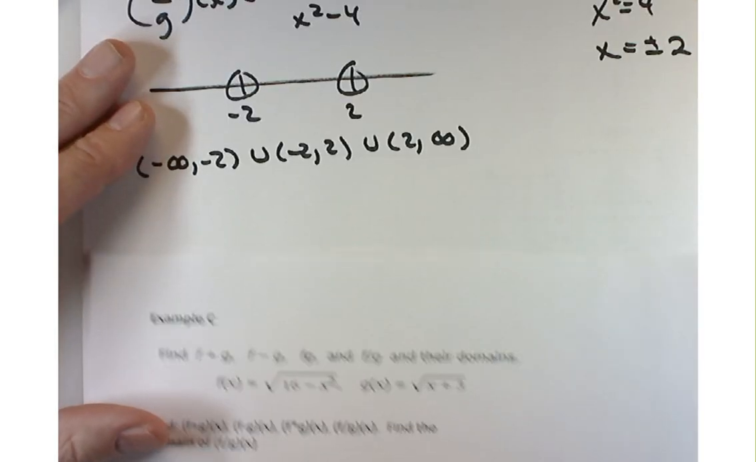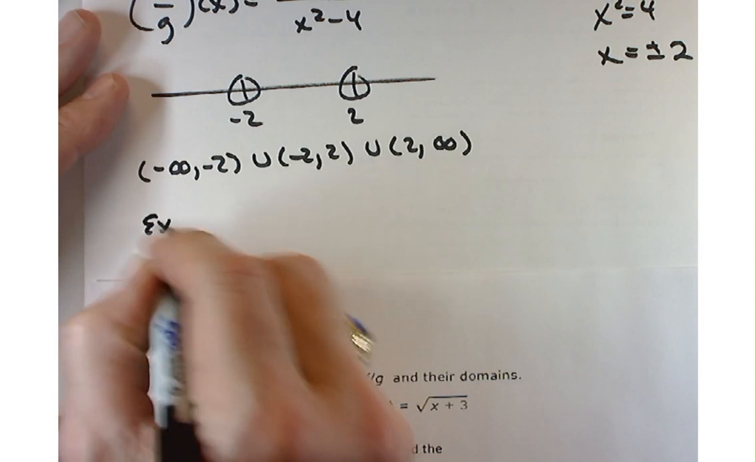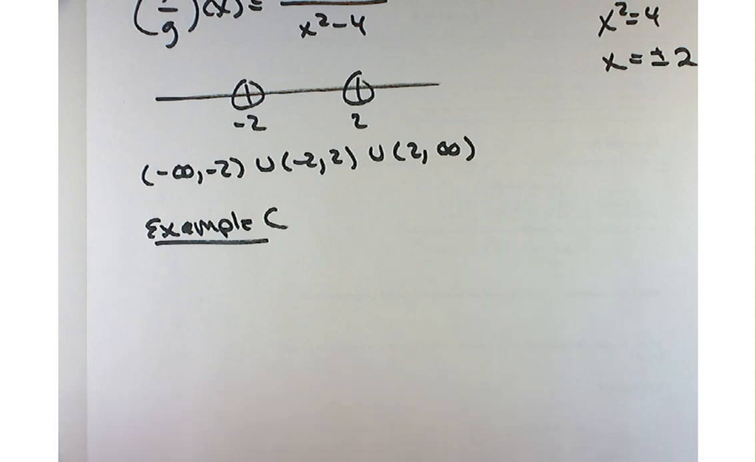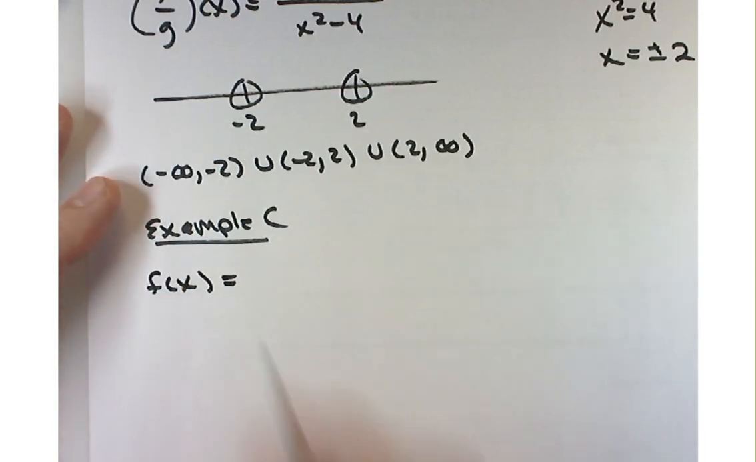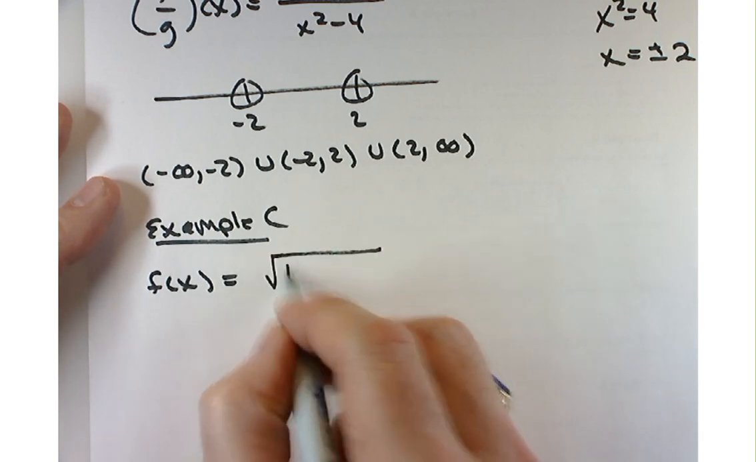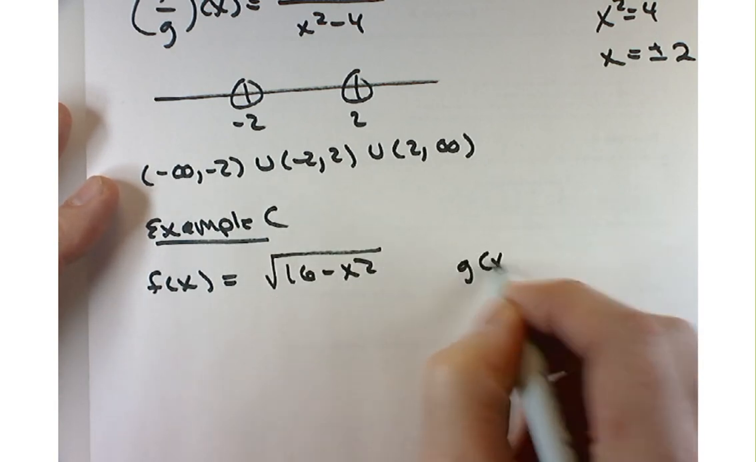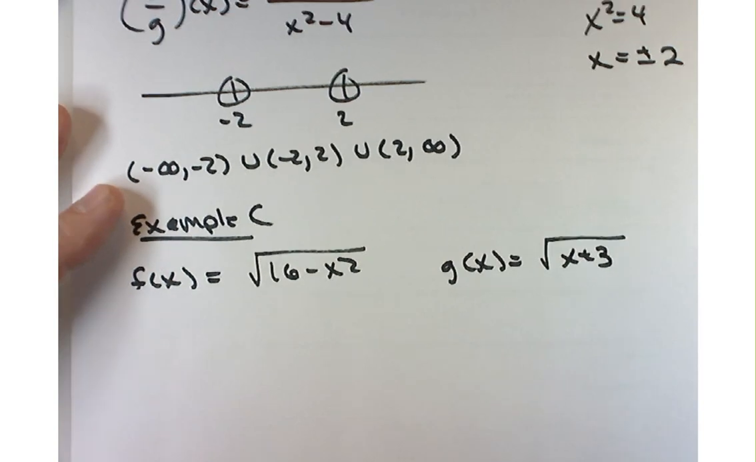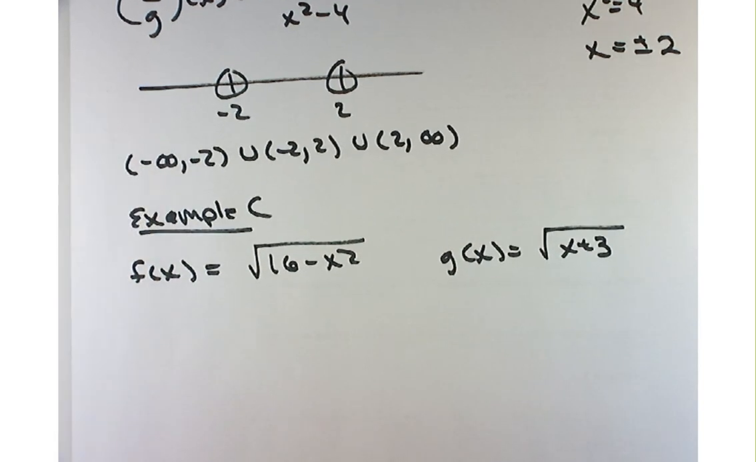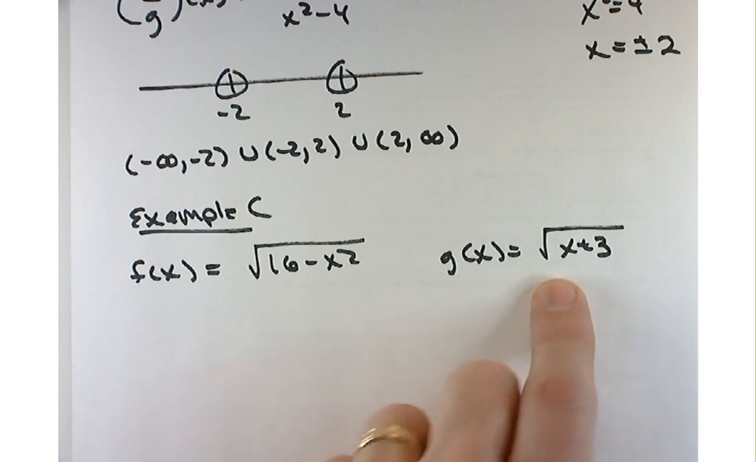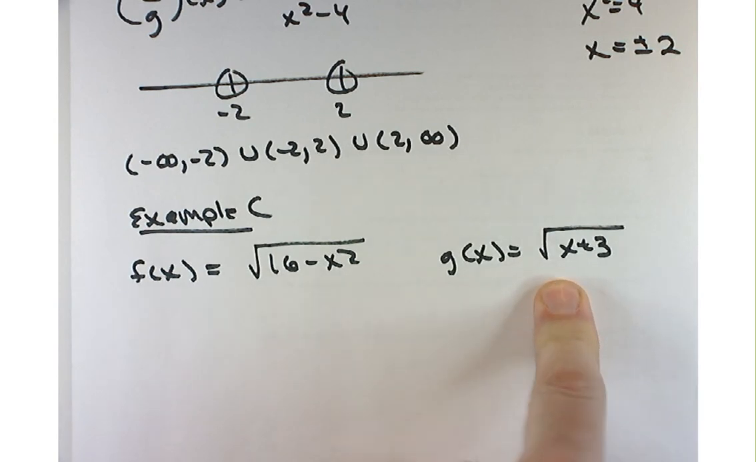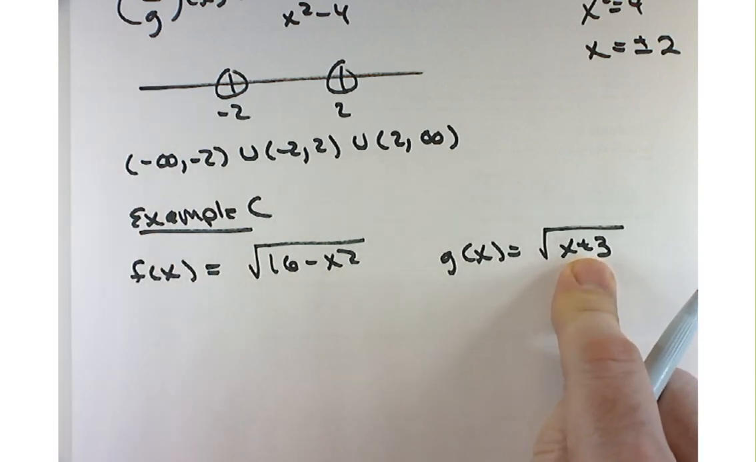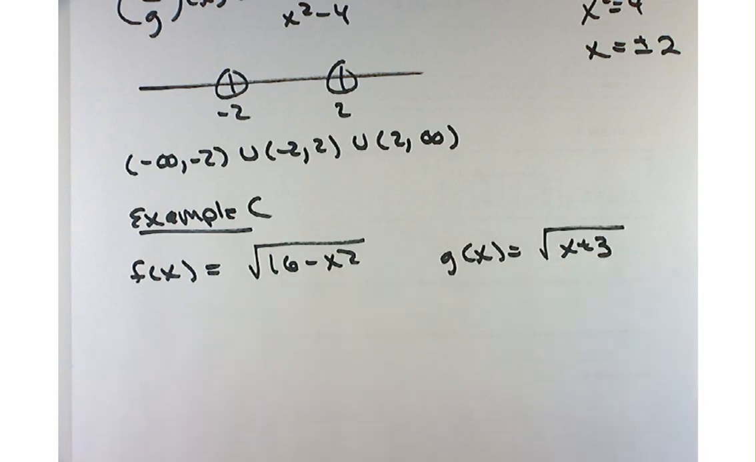Let's move down to example C. We've got f of x as the square root of 16 minus x squared, and g of x as the square root of x plus 3. Let's find the domain of each of these. I'm going to start with the easier one first. So as far as finding the domain of this, what problem could I run into with the function g of x? Caitlin, what could go wrong here?